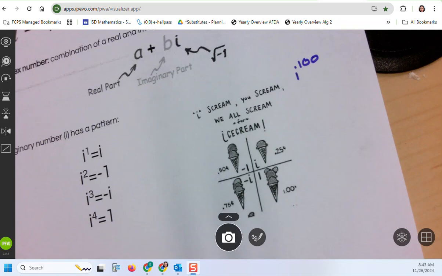i to the 8th is also 1, because i to the 8th is i to the 4th times i to the 4th. So i to the 8th is 1. i to the 12th is 1, because it's 1 times 1 times 1. So anytime your exponent is a multiple of 4, you're going to get 1 as your answer. Okay? So i to the 4 is 1. i to the 8 is 1. i to the 12 is 1. i to the 40th is 1.